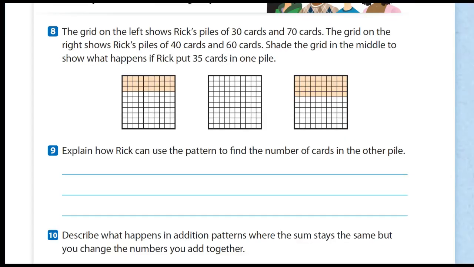The grid on the left shows Rick's piles 30 and 70. All right? So that means that we have 30 that are highlighted and 70 that are white. The grid on the right, this one over here, on the right side, shows 40 that are shaded and 60 that are white. Okay? Shade the grid in the middle to show what happens if Rick put 35 cards in one pile. 35 cards.